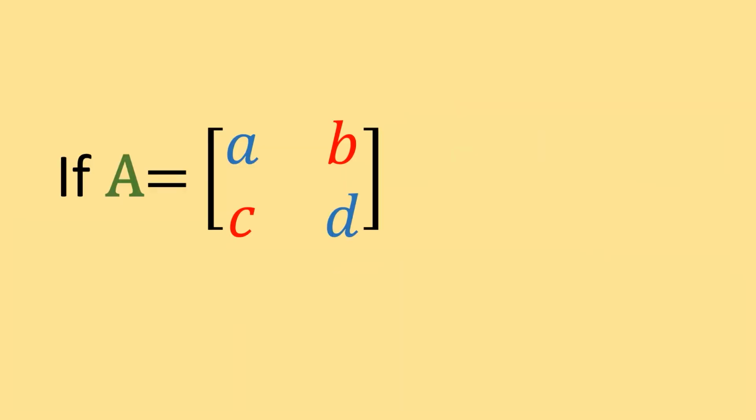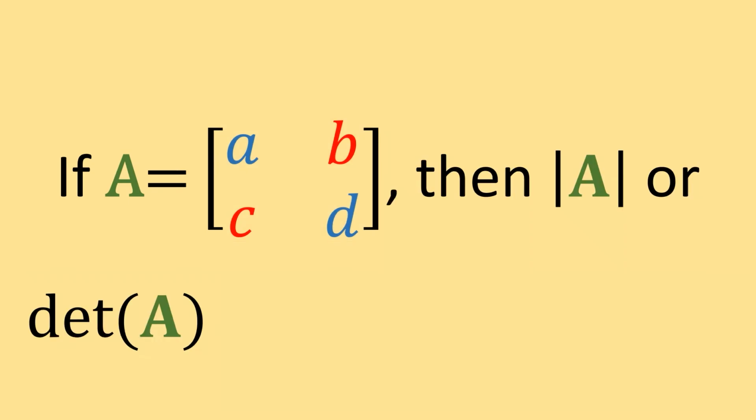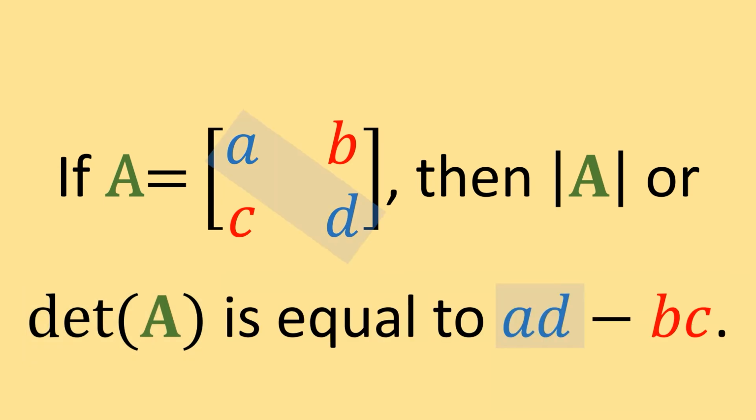So let's just create a little formula here. Assume I have a 2 by 2 matrix A with the elements A, B, C, and D like this. Then the determinant of A, which I can write either this way or this way, is going to be equal to A times D minus B times C. And if you look back at that first problem we did, we followed this exact pattern. So we could just use this for every other 2 by 2 matrix.